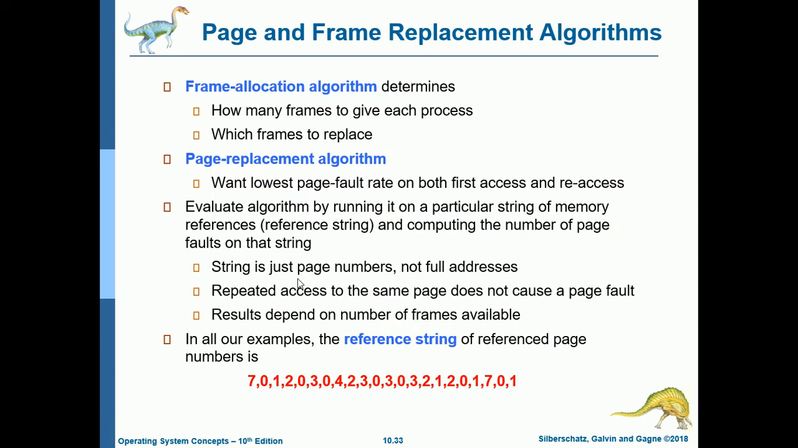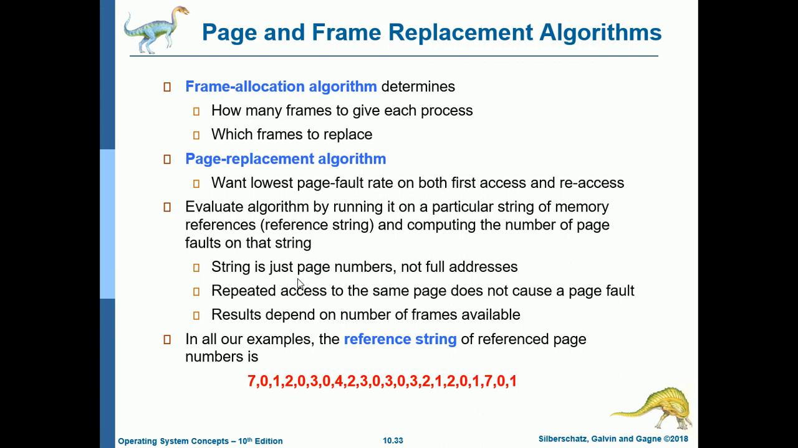So we have the frame allocation algorithm and the page replacement algorithm. The frame allocation algorithm determines how many frames to give each process and which frames to replace. For the page replacement algorithm, we want the lowest page fault rate on both first access and re-access. We evaluate an algorithm by running it on a particular string of memory references, or reference string, and computing the number of page faults on that string. The string is just page numbers, not full addresses.